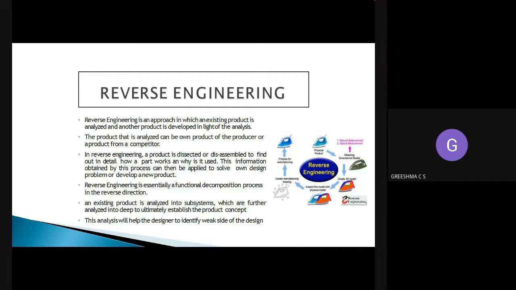In our daily life, we are throwing away a lot of different materials. So reverse engineering is an approach where the existing product is analyzed and another product is developed in the light of that analysis. That is, in reverse engineering, you will analyze the existing product, and another product will be developed in the light of this analysis.